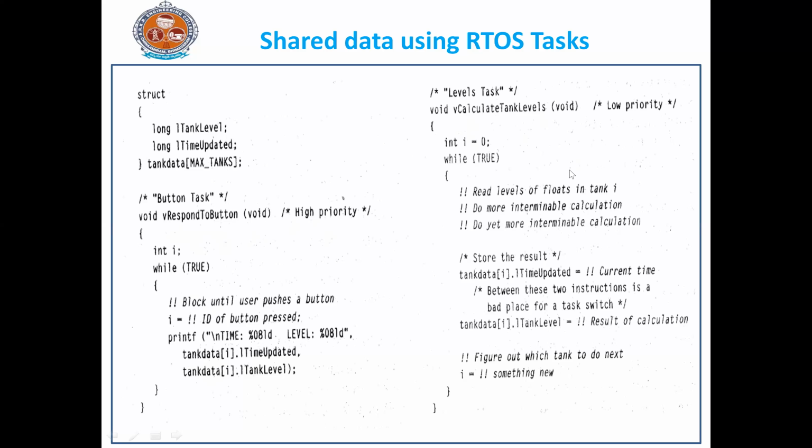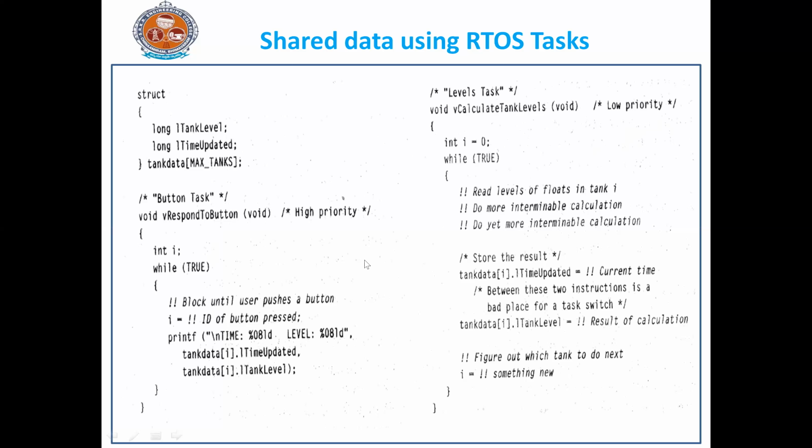In these two tasks, the calculate tank level task is given low priority and the respond to button task is given high priority, because it will be in the blocked state. Immediately when the user presses the button, it will be unblocked and it has to print that particular tank level. It should respond immediately to the user, so that's why this is given high priority and the other low priority.